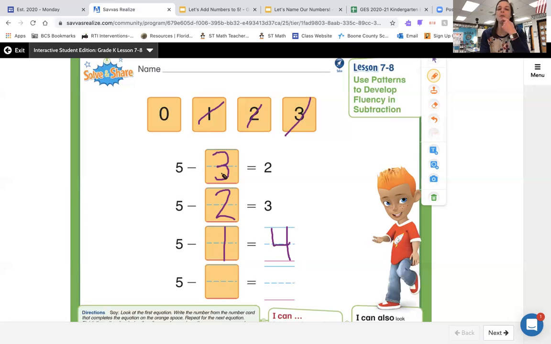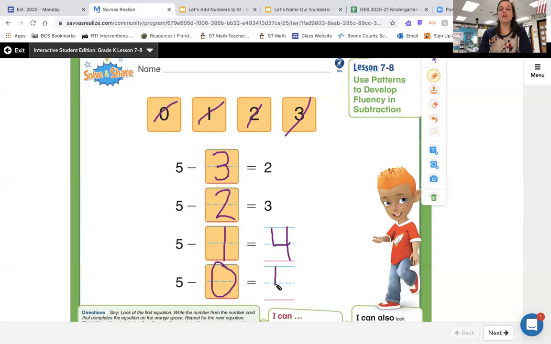If we're counting backwards, 3, 2, 1, what number comes before 1? 0. So we're going to mark out 0 and write a 0 in the next orange tile. So let's practice on our fingers. If we have 5 fingers and take 0 of them away, we don't have any that we're going to take away. We have all 5 left. What's our answer? 5 left over.